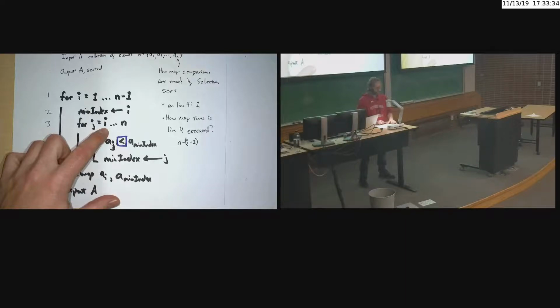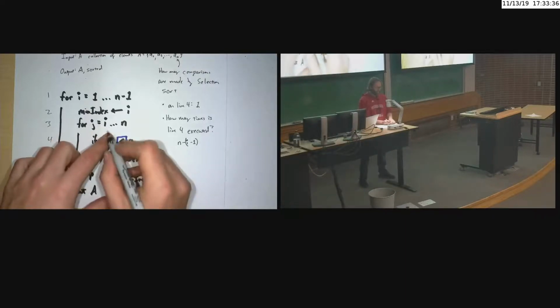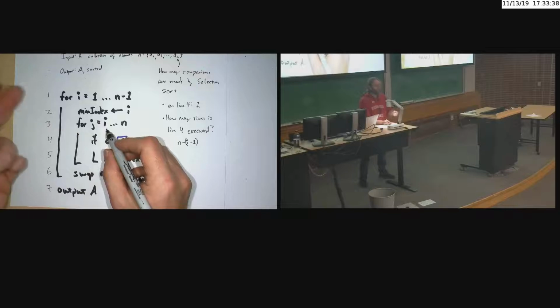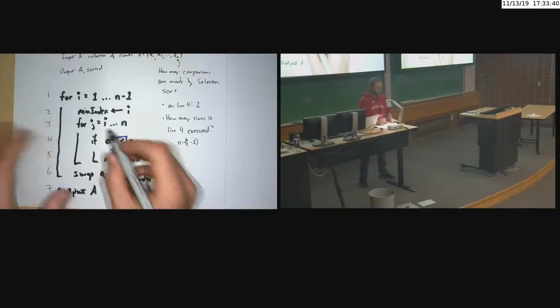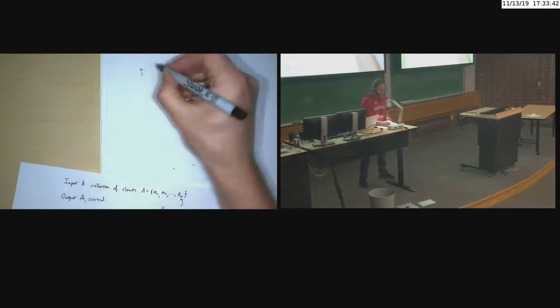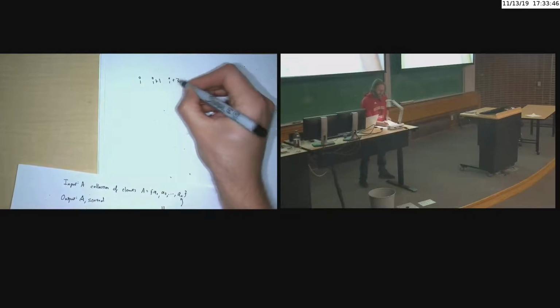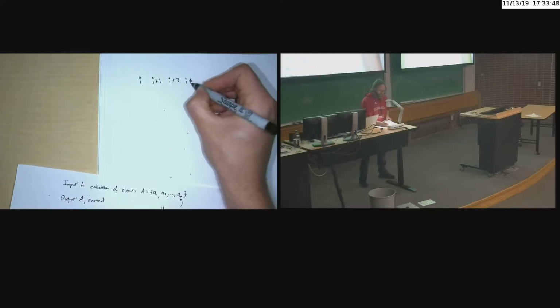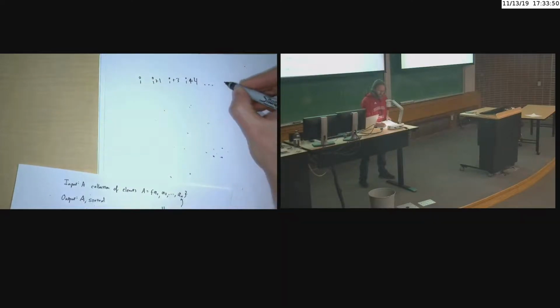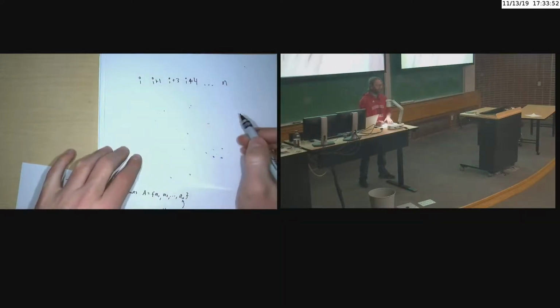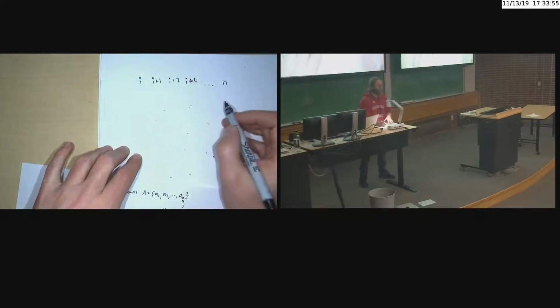Is that right? Yeah, that's right. It's because it runs from i plus 1, i plus 2, i plus 3, all the way up to n. How many things are there here? 1, 2, 3, 4. How many things are here?